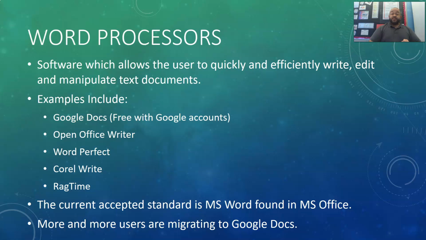Other examples include Open Office Writer, for somebody who doesn't want to use Gmail or Google stuff, that's fine. You got WordPerfect, you got CorelWrite, Ragtime. All of those are very, very good at what they do. Now, the accepted standard is Word found in Microsoft Office.